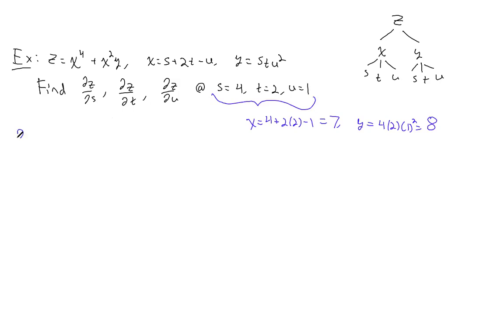Now, ∂z/∂s is ∂z/∂x ∂x/∂s plus ∂z/∂y ∂y/∂s. That's all there is for this one, fortunately. Maybe I should do an example next time with some more variables. So we need to know what all these things are. And again, that's just going down the tree diagram as before.